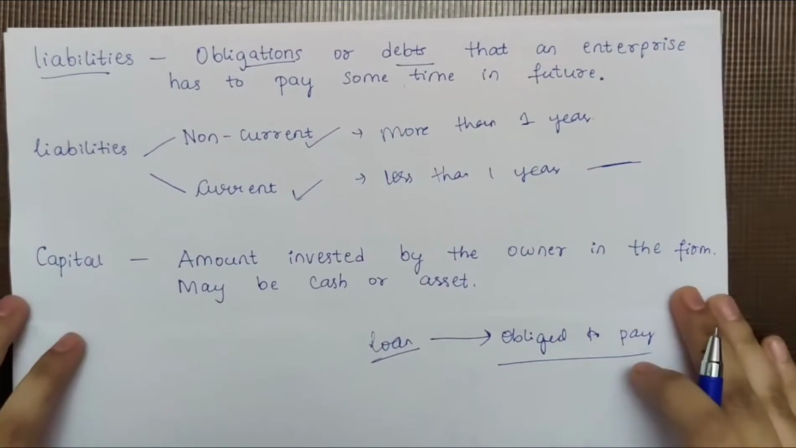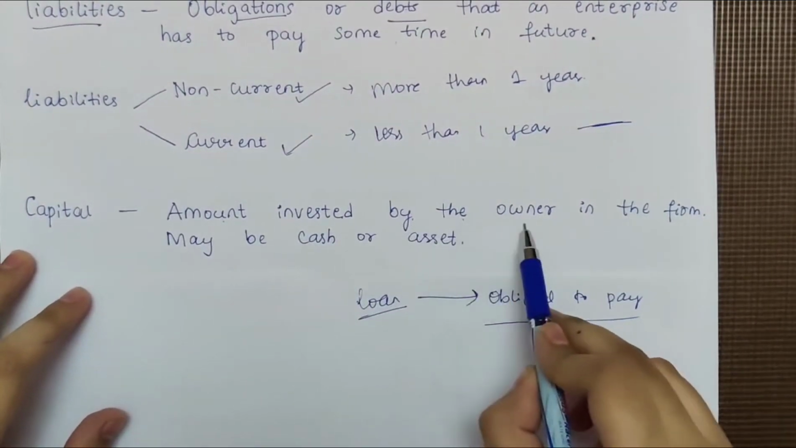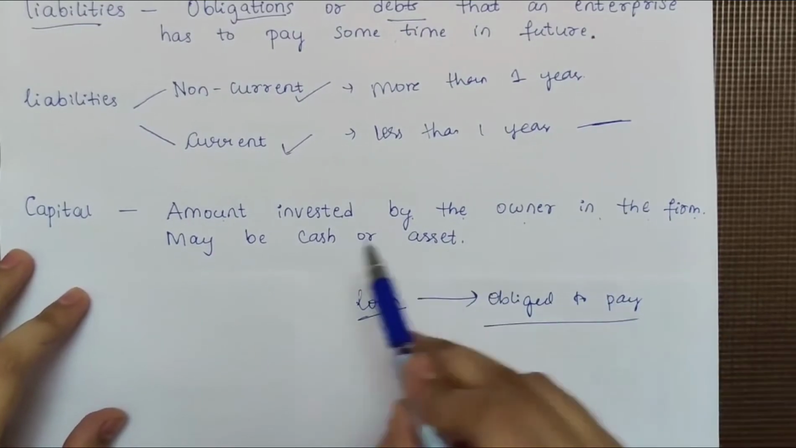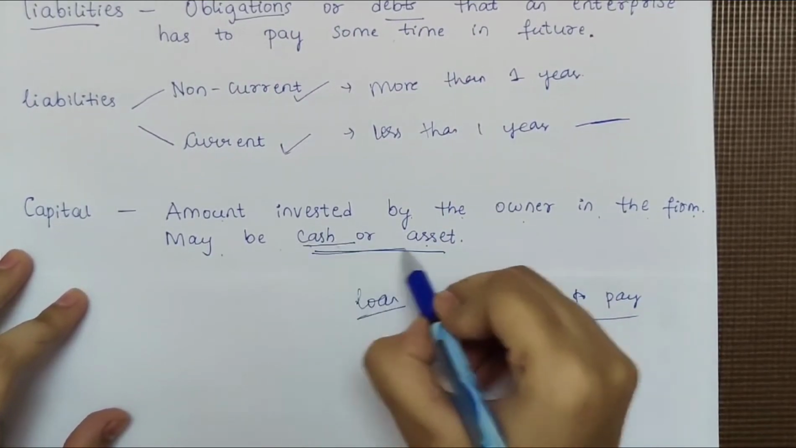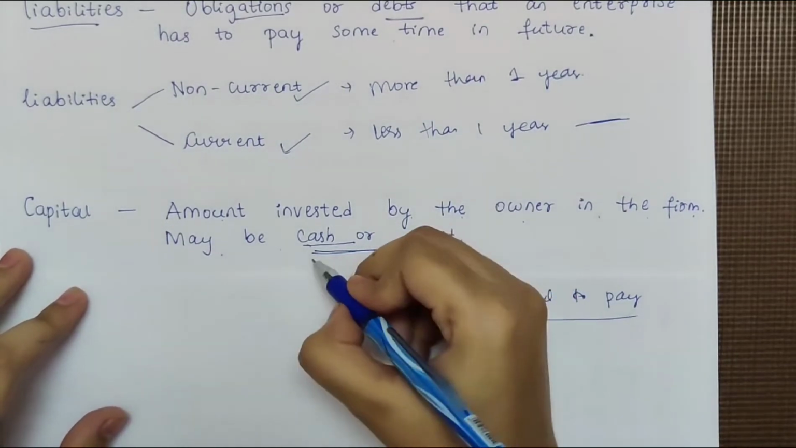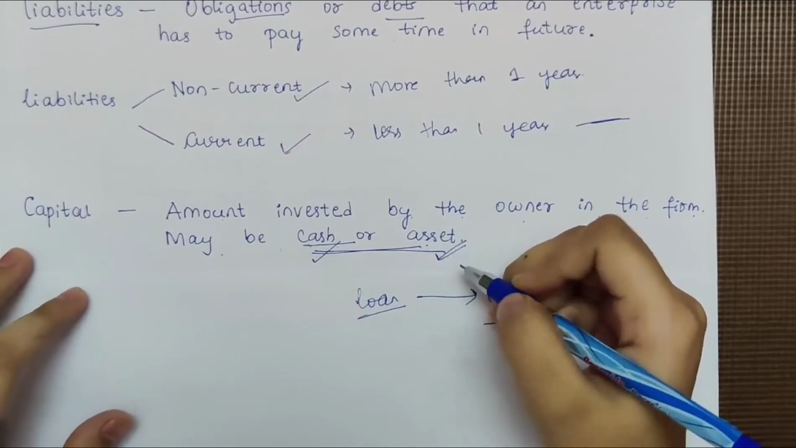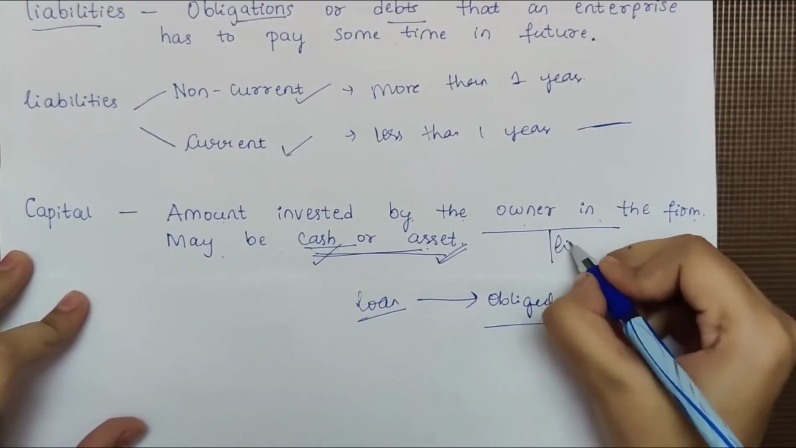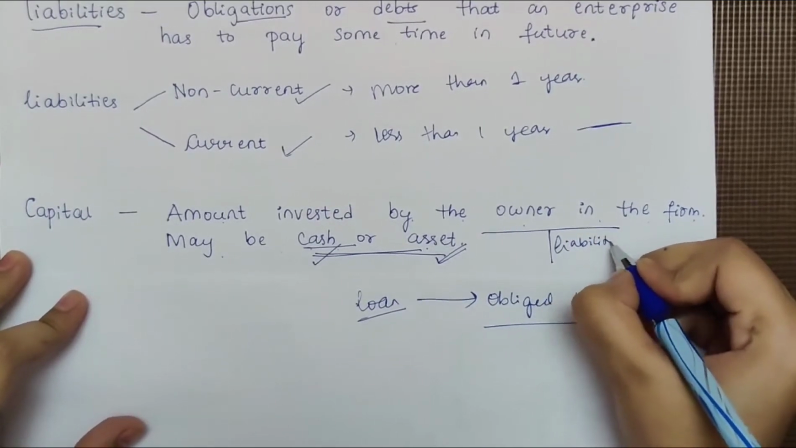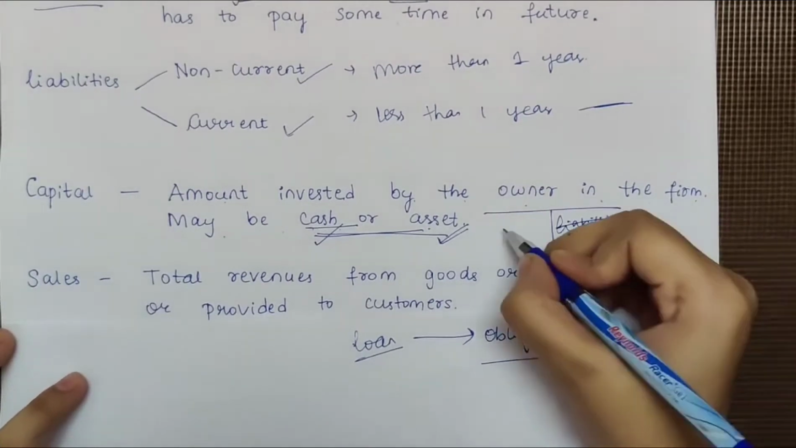So the next is capital. So what do you mean by capital? It is the amount invested by the owner in the firm, maybe in cash or asset. So the owner may invest the capital in the form of cash or asset. That is called capital, and capital is shown on the liability side.